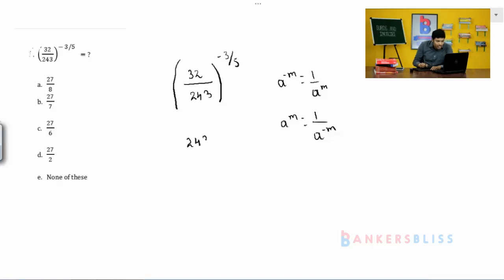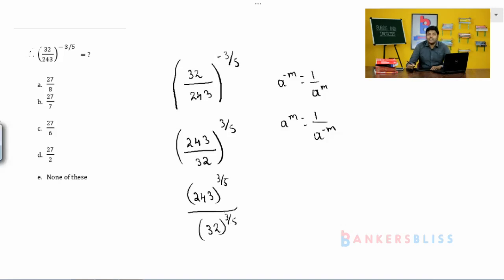So we can write this one as (243 divided by 32) whole power 3 by 5. So next, what we can do? See here, 243 to the power 3 by 5 divided by 32 power 3 by 5. So you can split like this. You have a rule. According to the rule, you can split like this: (a by b) whole power m is equal to a power m by b power m.